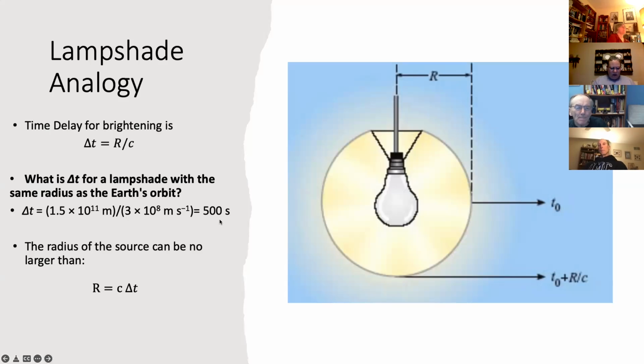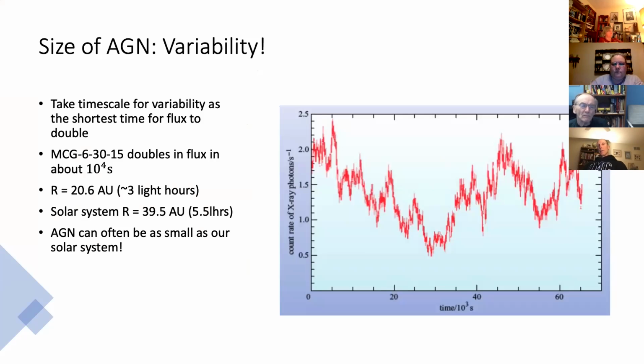That means that if our lampshade was as big as Earth's orbit around the sun, the closest emitting region to us would get to our eyes 500 seconds before the farthest emitting region. We can apply that to things that are much further away as well. If we take our time scale for variability to be the shortest, which is a typical unit of measurement for variability studies, it's the shortest amount of time for our flux or our brightness to double.